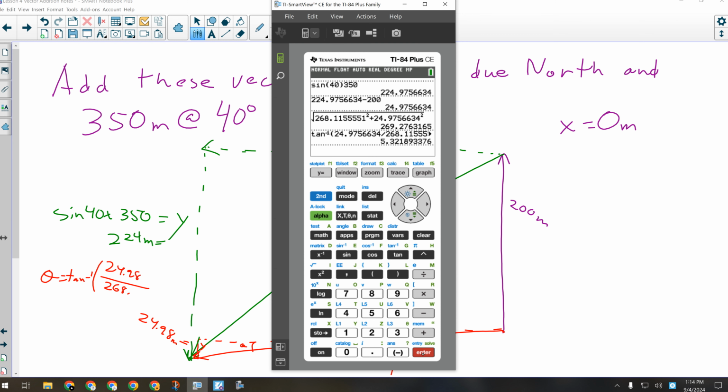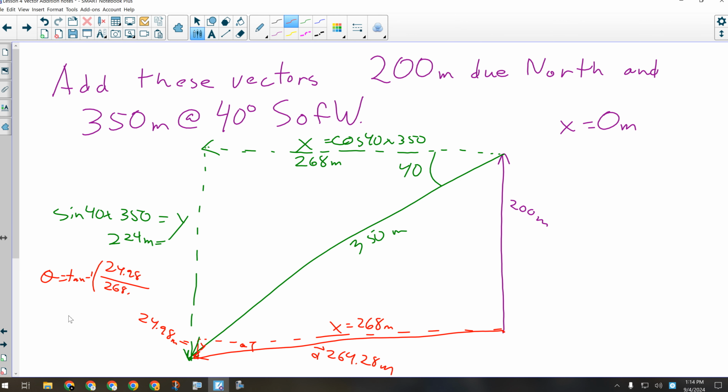All right, that's a small angle, right? It's only 5 degrees, okay? So 5.3 degrees south of west. My final answer will have two significant digits, because that 40-degree angle only had two significant digits. So my final answer will be 25 meters at 5.3 degrees south of west, or 85 degrees north of south.